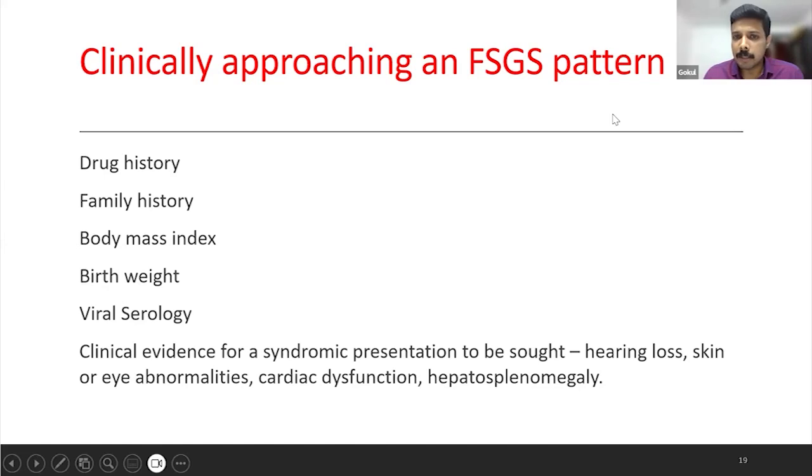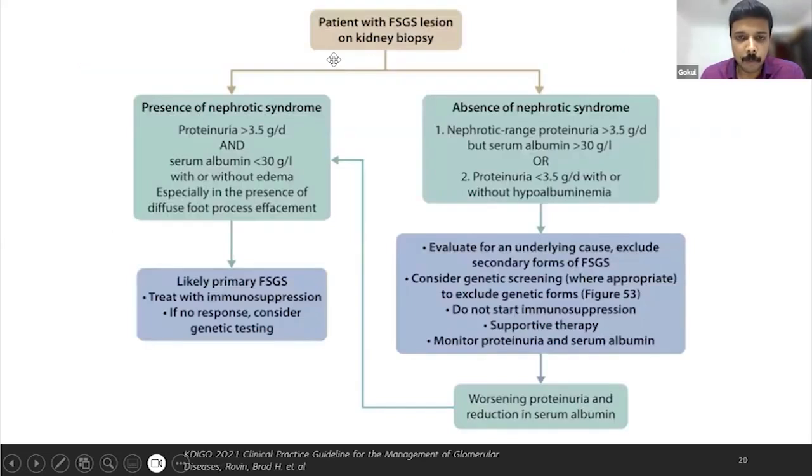So this is about the KDIGO 2021 guidelines. If there is an FSGS lesion on kidney biopsy, and if there is nephrotic syndrome, that is proteinuria more than 3.5 gram and serum albumin less than 3.5, and especially in the presence of diffuse foot process effacement, then it is likely to be primary FSGS, treat with immunosuppression. If no response, go for genetic testing.